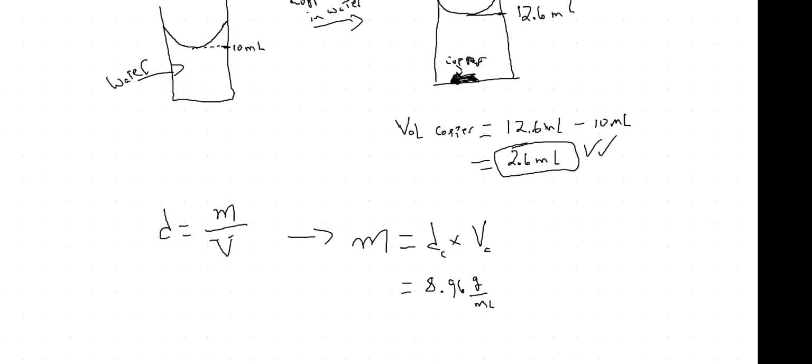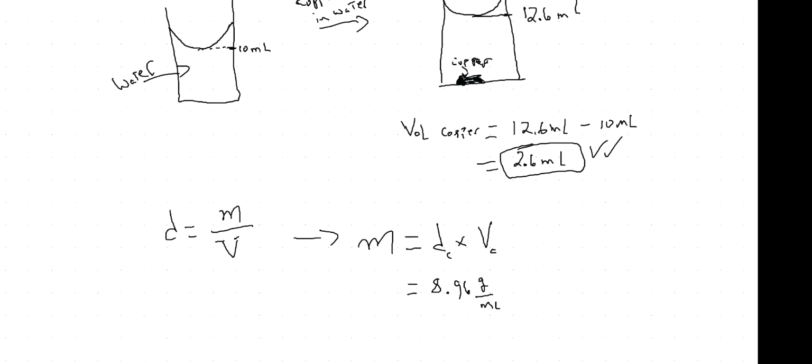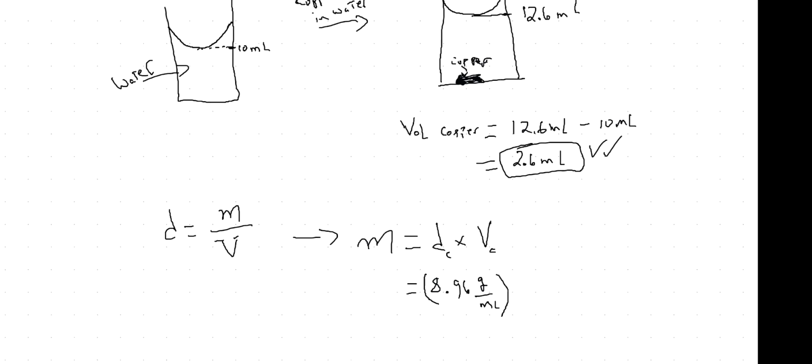Make sure the pen's working. No, it's not working. Okay, let's do this. 8.96 grams per milliliter, and now we're going to multiply by the volume, which we just got, 2.6 milliliters. Now the milliliters cancel out, and I just get grams, which I want, right? That's the units of mass.